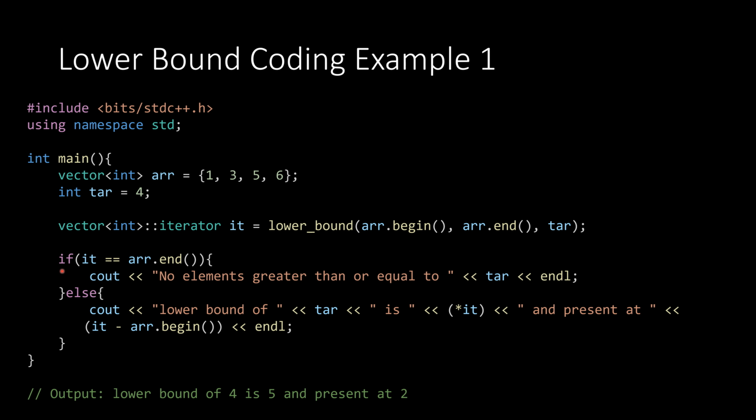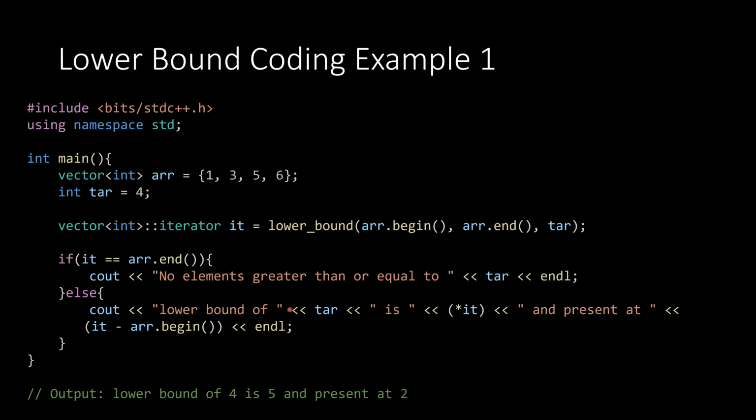Now I am going to check whether the returned value is at the end of the array, which means no lower bound is found, which means no elements are greater than or equal to the target element. Otherwise, the lower bound is found, and where it is found, we can also find out the position by using this simple arithmetic operation.